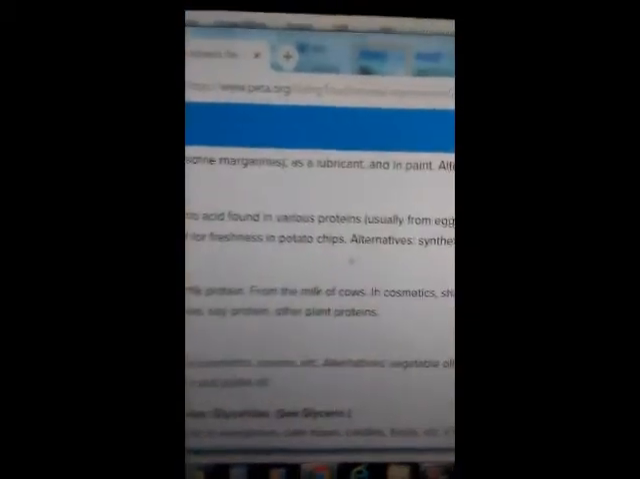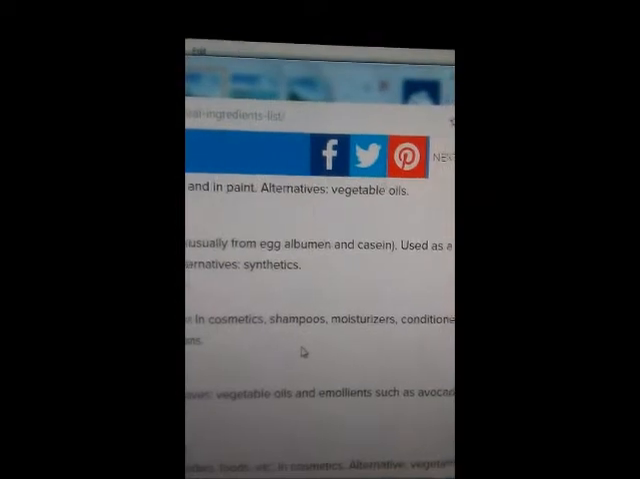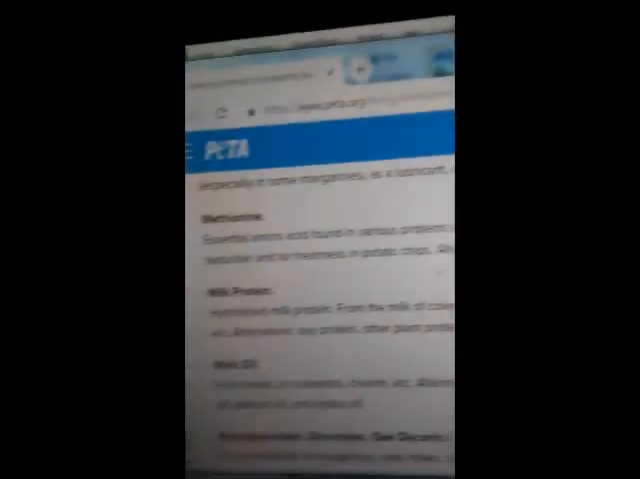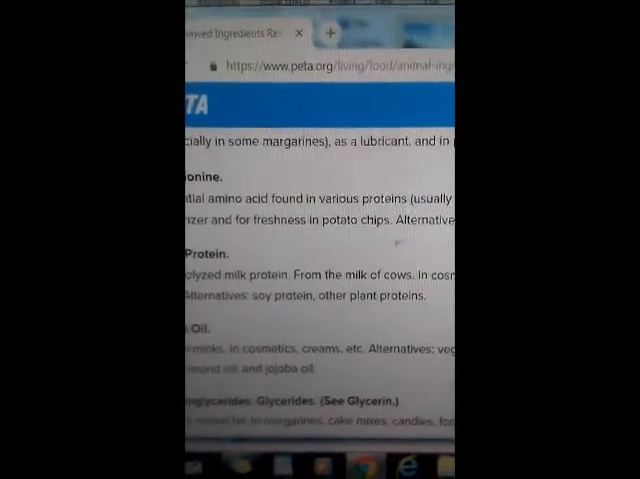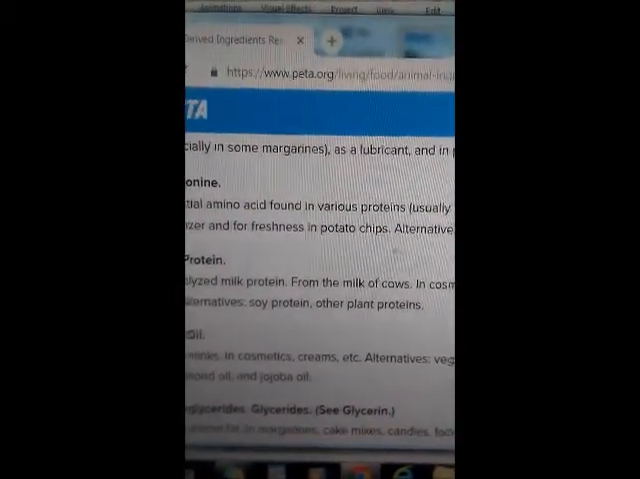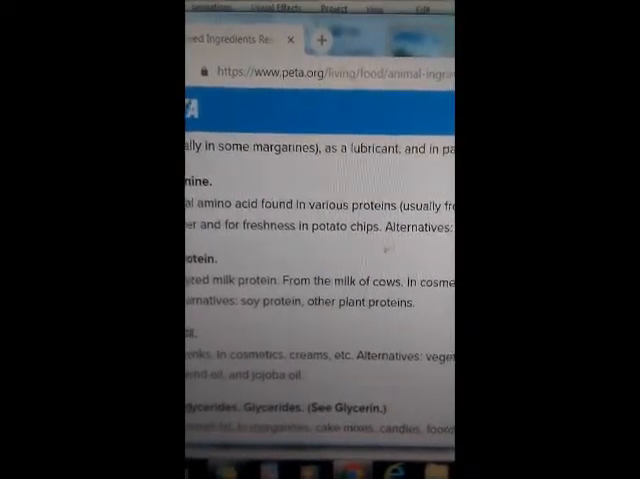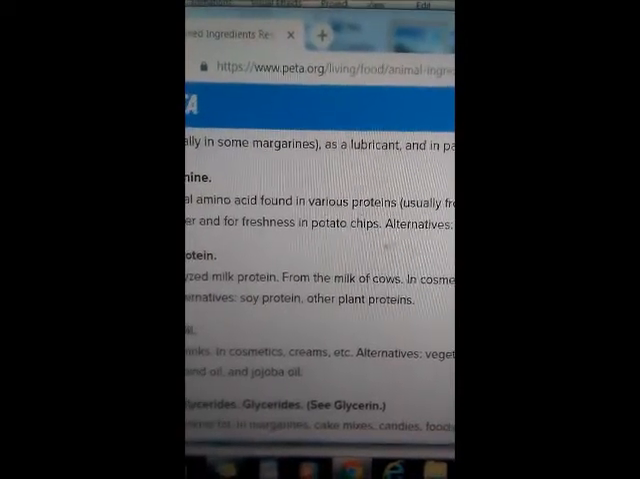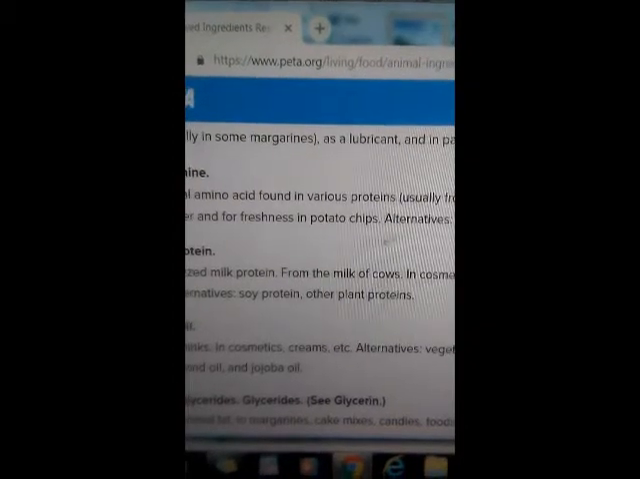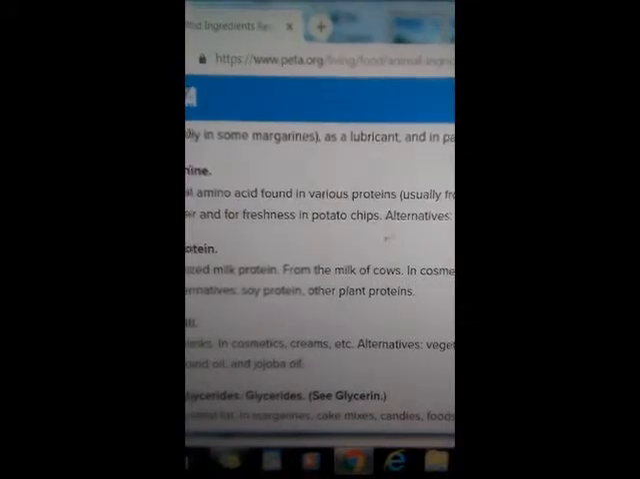Okay, you got milk protein, hydrolyzed milk protein from the milk of cows, in cosmetics, shampoos, moisturizers, conditioners, etc. So I don't recommend soy. Okay, soy is not good. It causes a lot of problems, especially for us so-called African Americans, which we are Yashrulites. I do not do well with soy anyway. That is not of us. That's not something that's created. That's not food for us.